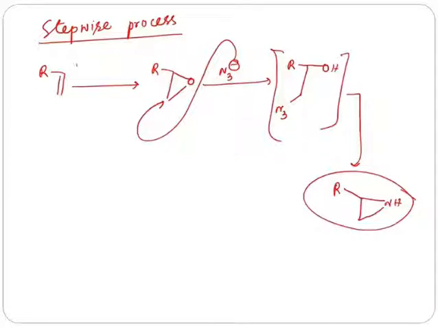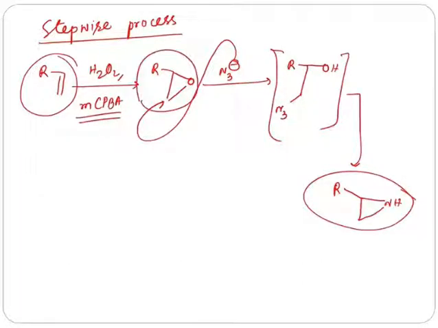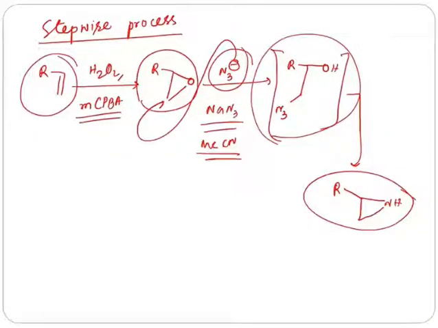So how can we form the epoxide from olefin? By using hydrogen peroxide or different acid like metachloroperbenzoic acid, we can form epoxide. Now what is the source of azide here? We can use sodium azide in acetonitrile solvent. It is a good source of azide to form this azide intermediate.